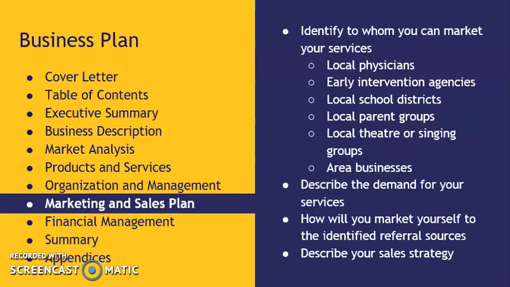The marketing and sales plan is where you're going to identify to whom you can market your services, describe the demand for your services, describe how you're going to market yourself to the identified referral sources, and describe your sales strategy. At this point in the business plan, you will have found your niche, and it's reflected in various parts of your business plan. Your niche comes up in your marketing materials because this is where you're speaking directly to your preferred population. It might be helpful to picture your ideal client as you create your materials and tailor them to that specific person. Who are they? Where do they go? What do they like? This is going to help you answer some of your questions as you move through the marketing portion of your business plan.